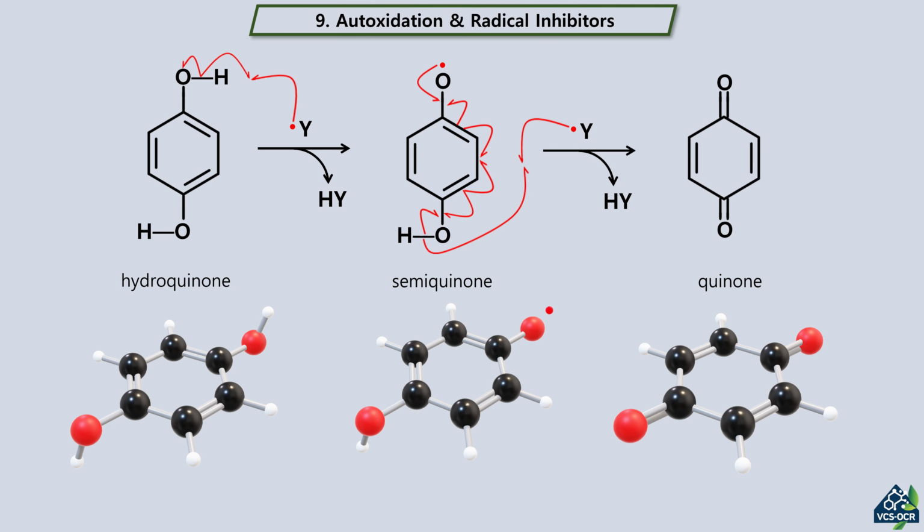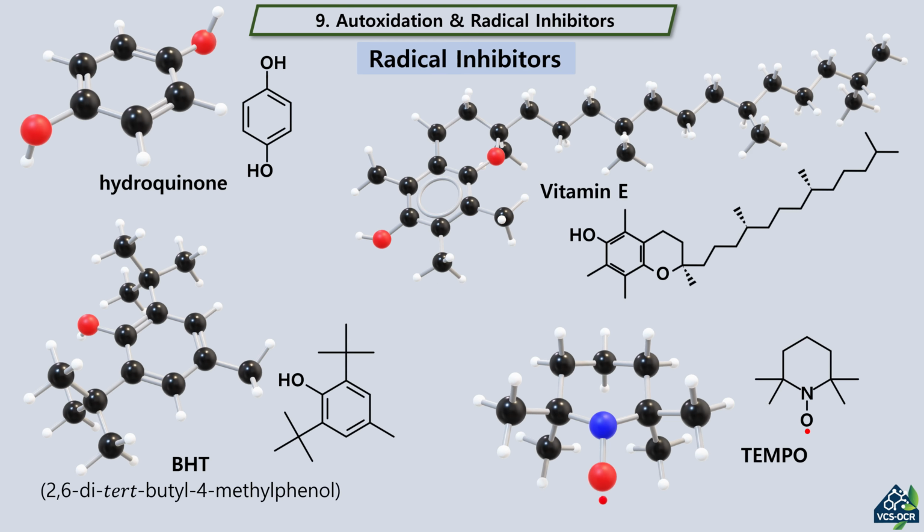Because the resulting inhibitor radicals are heavily stabilized by resonance or steric hindrance, they cannot efficiently sustain the chain, effectively terminating the radical propagation process.